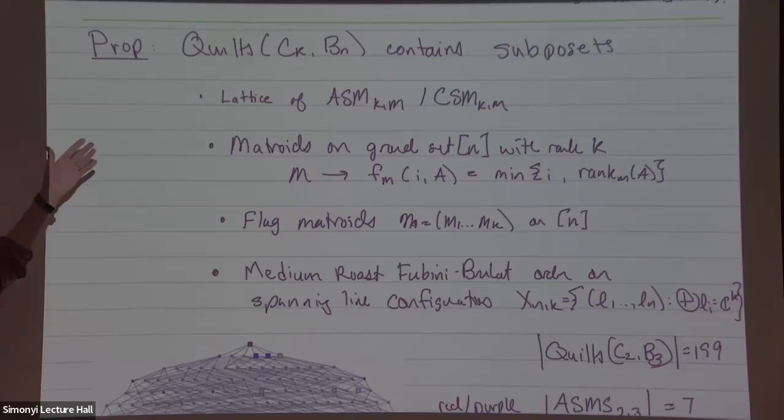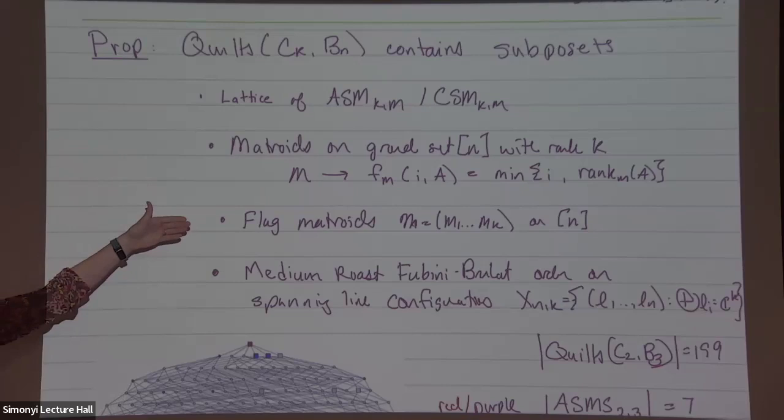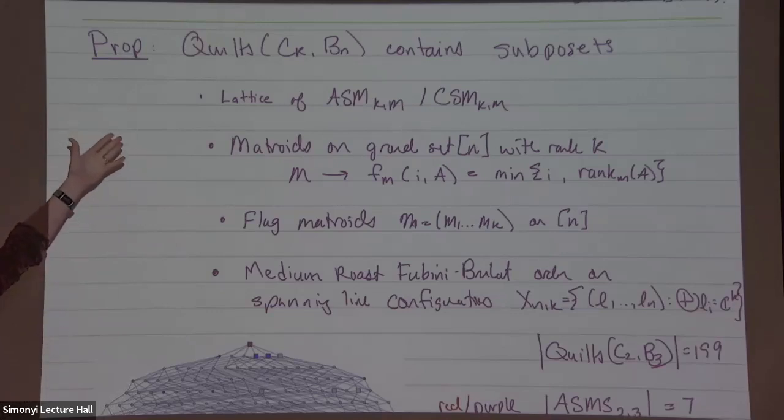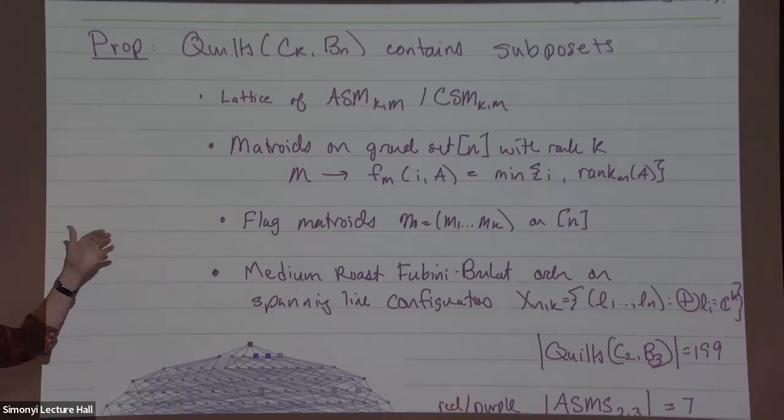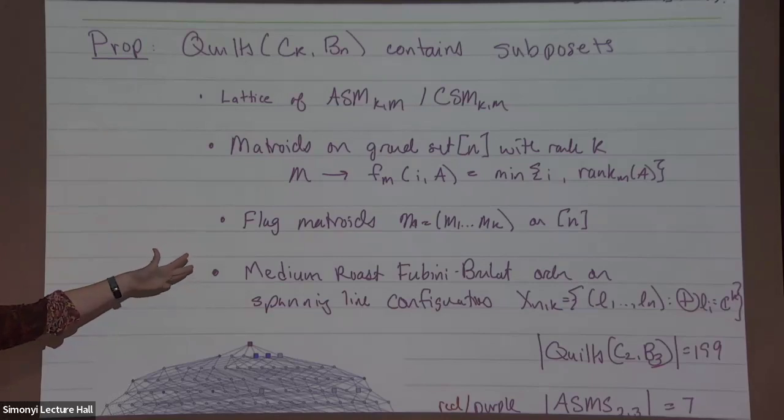The quilts C_K through V_N also encode flag matroids, which are a number of matroids all put together so that their rank functions have a coherence property also. And it encodes inside the quilts C_K V_N the medium roast Fubini-Bruhat order on spanning line configurations that motivated the problem with Pawlowski and Rhodes' work. So there's something to this.